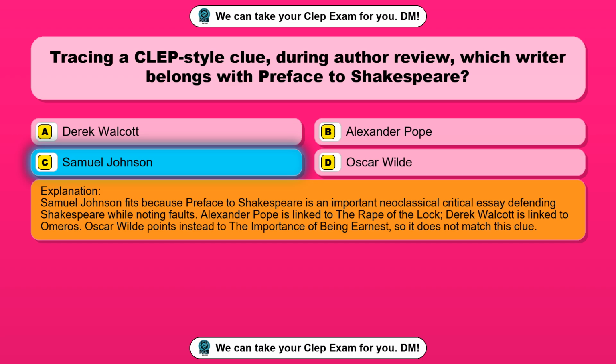Alexander Pope is linked to The Rape of the Lock, Derek Walcott is linked to Omeros. Oscar Wilde points instead to The Importance of Being Earnest, so it does not match this clue.